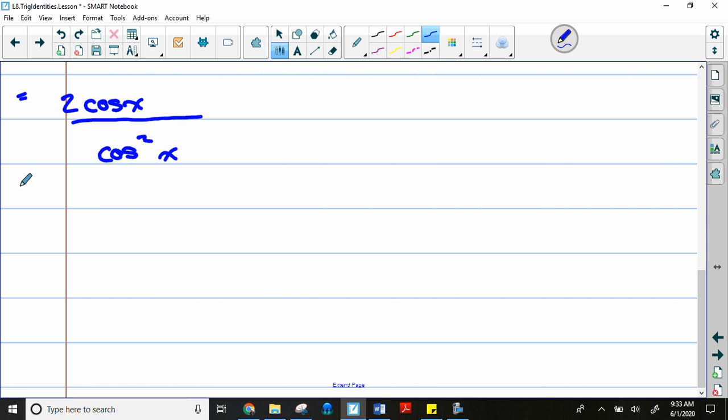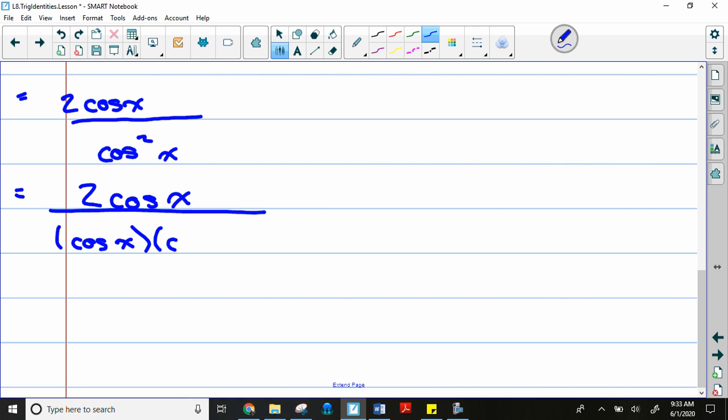And what this means is that there's a 2 cos x, and then in the cos squared x, it means it's cos x multiplied by cos x. So we just say cos squared x. So one of these coses is going to completely cancel out. And we're left with 2 over cos x. That was awesome.